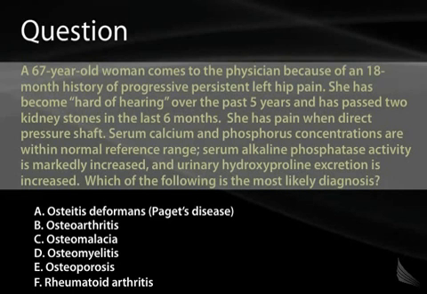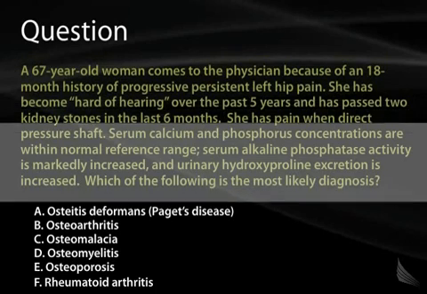She has become hard of hearing. She's also had 2 kidney stones. She's had pain in the long bones. Serum calcium and phosphorus are normal range, but the serum alkaline phosphatase is markedly increased, and so is the urinary hydroxyproline. Which of the following is most likely the diagnosis in her case?